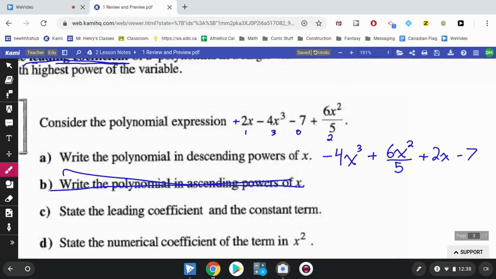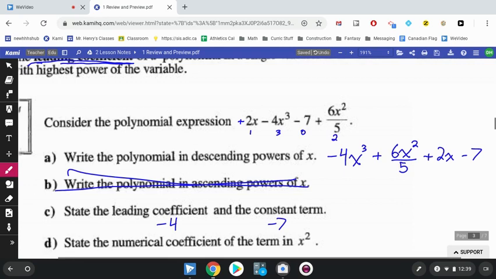State the leading coefficient and constant term. The leading coefficient, that was the coefficient on the highest degree term. In this case, it's the negative 4. X cubed has the highest degree with a negative 4 out front. My constant term, that's the thing without the variable, negative 7.